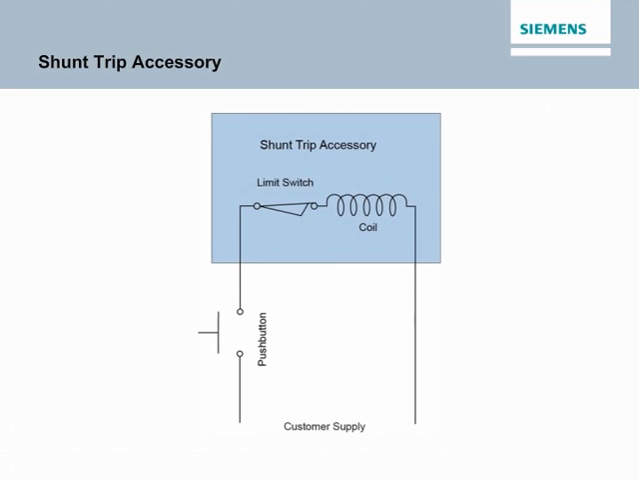The shunt trip device consists of a coil in series with a limit switch. When the circuit breaker contacts are closed, the limit switch is closed. Depressing a customer-supplied push button energizes the shunt trip coil, causing the breaker's mechanical latch to disengage the trip mechanism and opening the circuit breaker's contacts. When the circuit breaker's contacts open, the limit switch also opens, which removes power from the shunt trip coil. After the breaker has been tripped, it must be reset manually to reapply power.